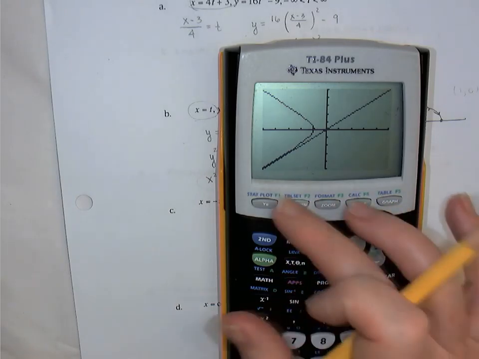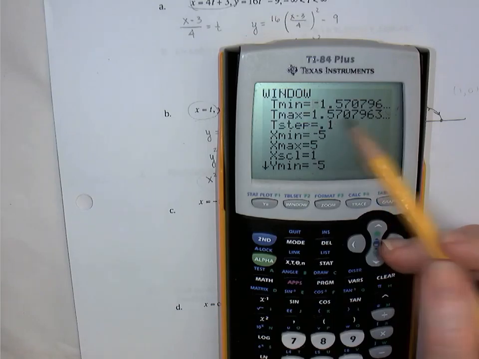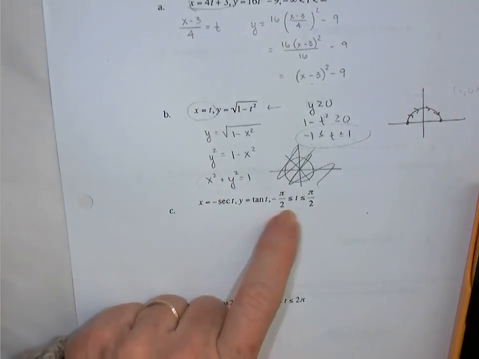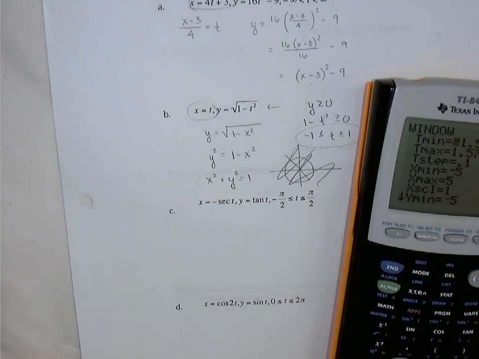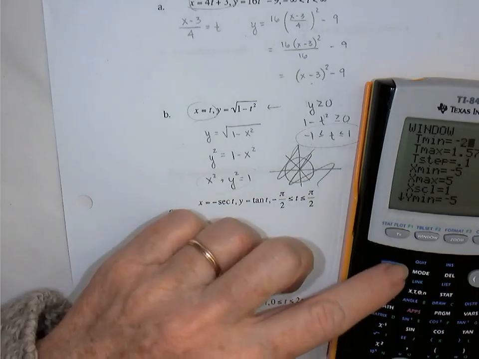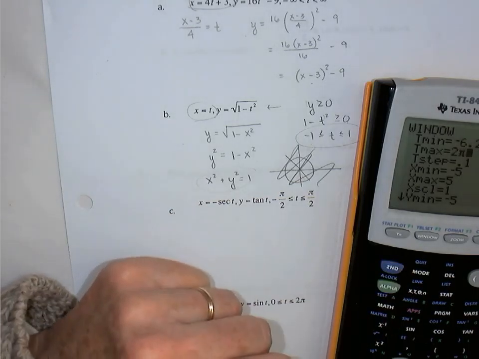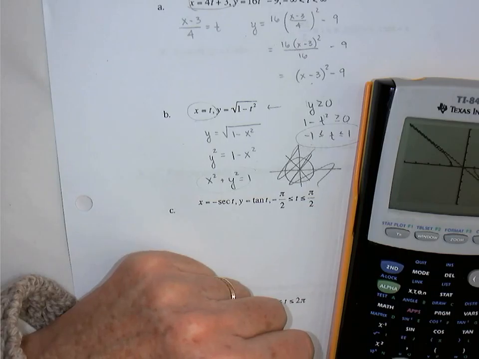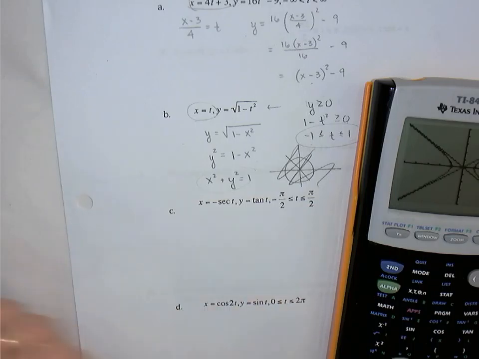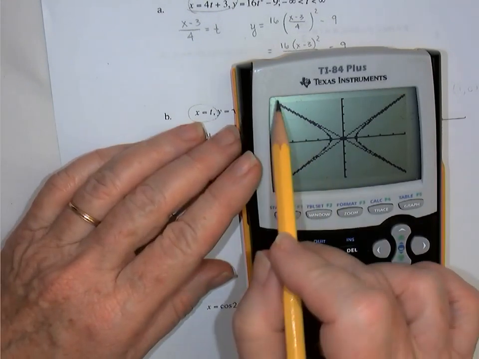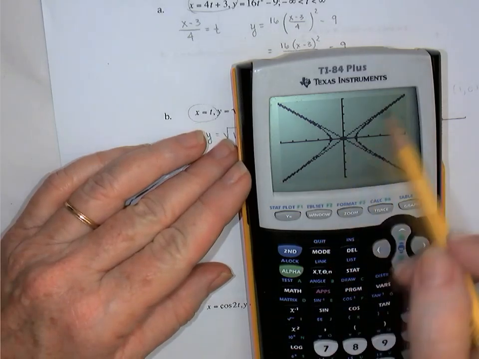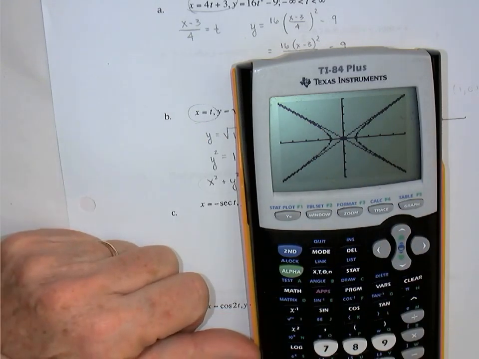It's kind of interesting that our window just goes between negative pi over 2 and pi over 2. I wonder if we went between negative 2 pi and positive 2 pi, if this would look any different. Well, it looks like we get both branches of the hyperbola. And if you remember from your problem set with the hyperbola, you have a set of asymptotes here.